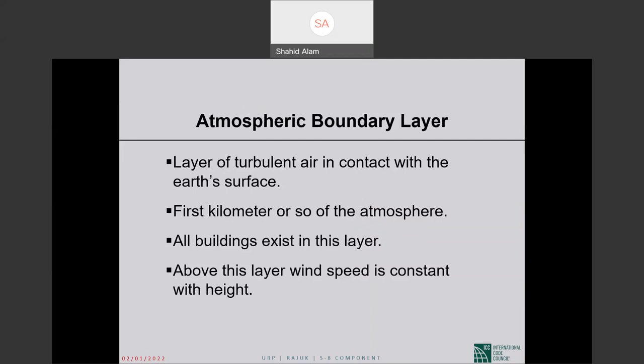Atmospheric boundary layer is the layer of turbulent air in contact with Earth's surface. It is the first kilometer or so of the atmosphere, starting from the surface of the Earth. All buildings exist in this layer. We have not yet constructed a building more than a kilometer tall. Above this layer, wind speed is essentially constant with height. I don't know that it is constant, but essentially constant.